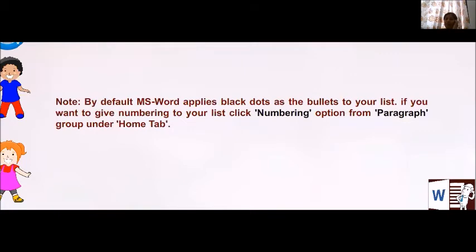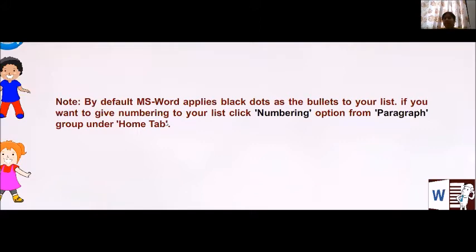Whenever we are writing some document and we want to list it up, we want to write number 1 point, number 2 point, so you can use those kinds of things. Note, by default MS Word applies black dots as the bullet to your list. If you want to give numbers to your list, click the numbering option or paragraph group under the Home tab.